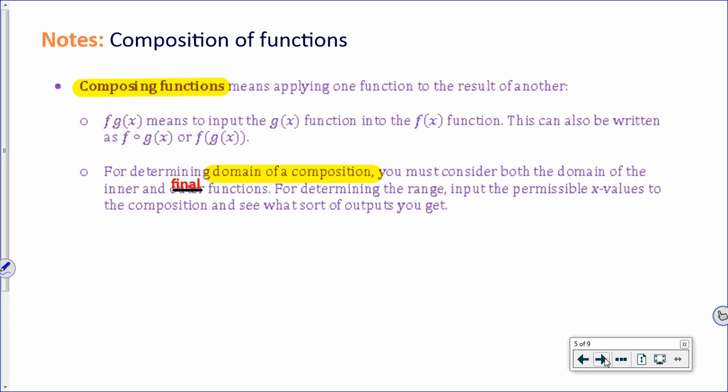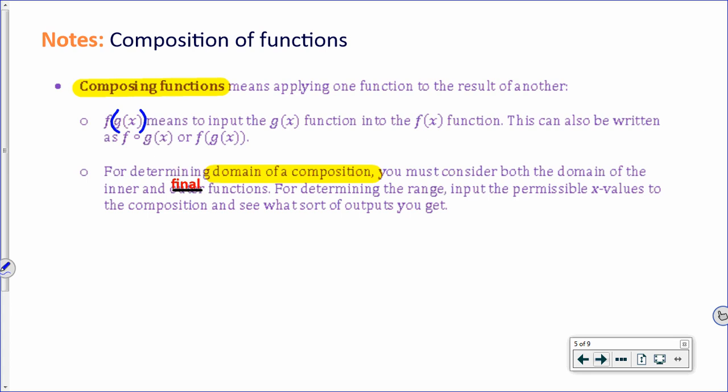Composition of functions. This is where you're putting one function into another. We've practiced it many times. This note is actually wrong. It says fg. That would actually be multiplication if you saw it written just like that. So if you see it with an extra set of parentheses here, like that, that means input the g function into the f function. It can also be written as f open circle g of x, or f of g of x, as I've written it there.